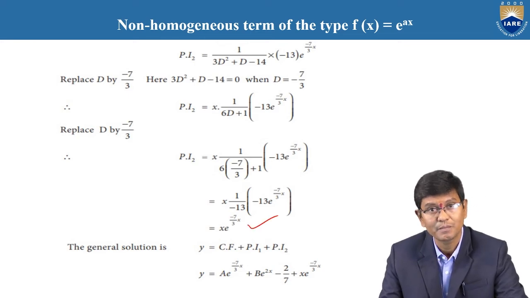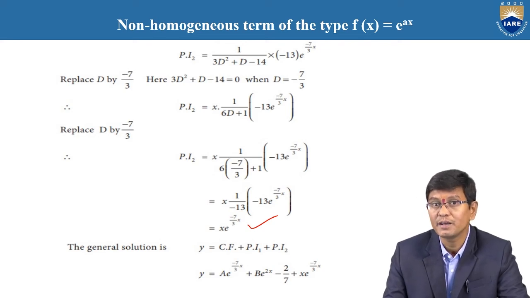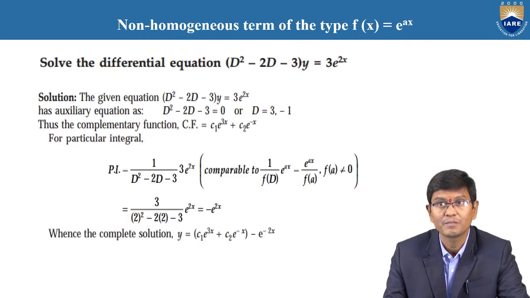Therefore, the general solution here is y = a into e power of minus 7 by 3x plus b into e power of 2x minus 2 by 7 plus x into e power of minus 7 by 3 into x.